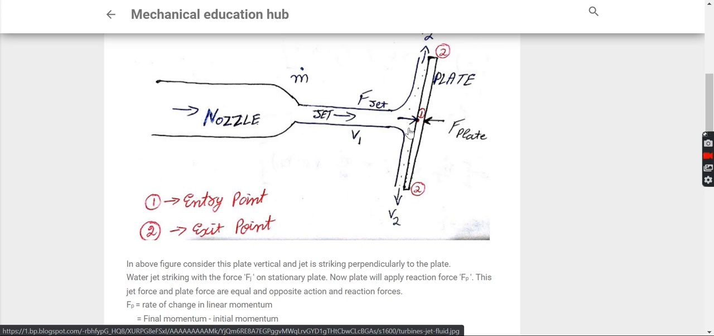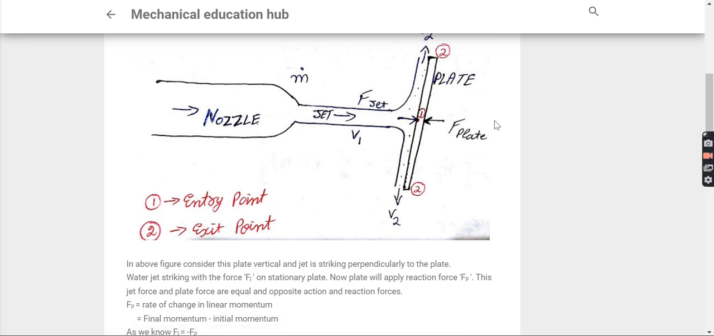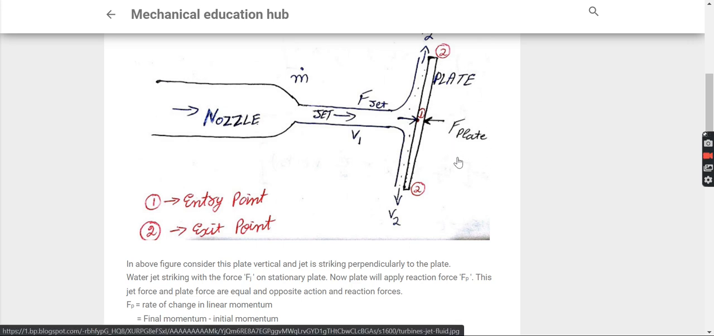Now, Fj here represents the force with which the water jet is striking. Water jet striking with the force F jet. Okay, now plate will apply a reaction force against this force, which is represented by Fp, here it is F plate. This jet force and plate force are equal and opposite action and reaction forces. Remember, these are equal and opposite action and reaction forces.